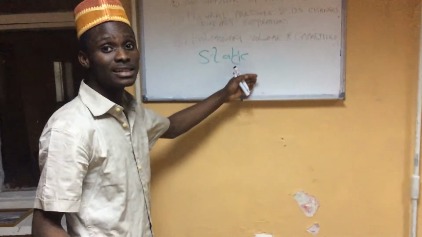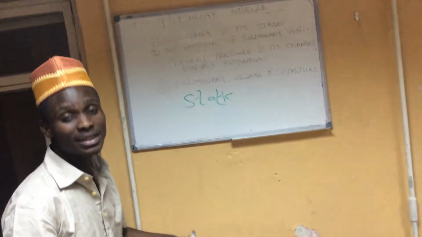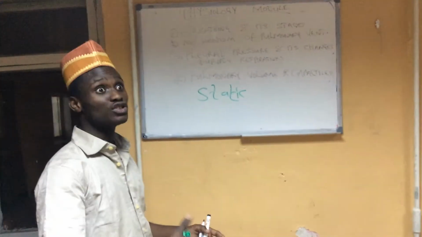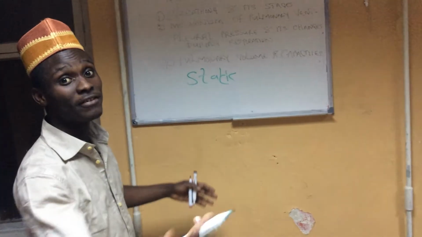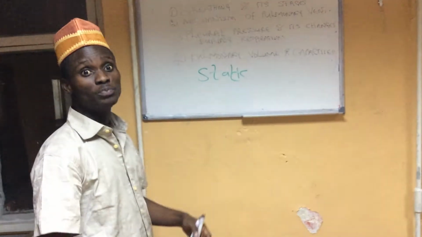Example of static is what? Tidal volume. Tidal volume, which is what? The measure of the normal inspiration and what? Expiration. It is what? Half a liter, 500 milliliters. Tidal volume.